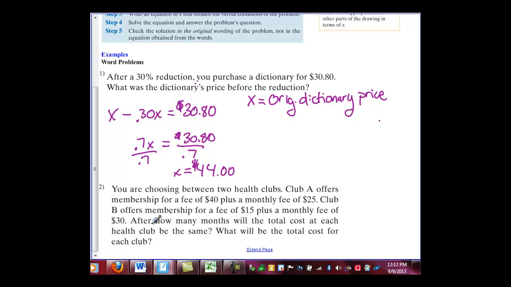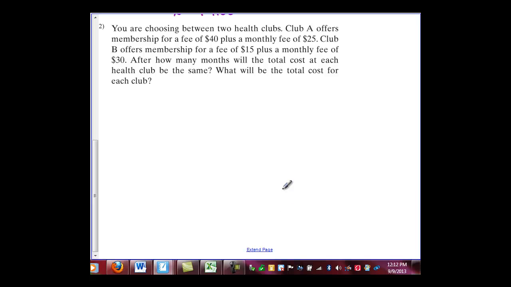So, all right, for number 2, we've got health clubs. So you're choosing between 2 health clubs. Club A has a membership for a fee of $40 and a monthly fee of $25. Club B offers membership for a fee of $15 plus a monthly fee of $30. After how many months will the total cost at each health club be the same? What will be the total cost for each club?